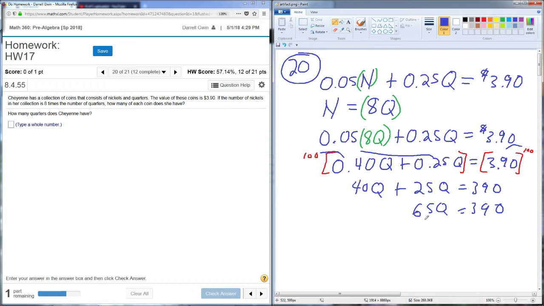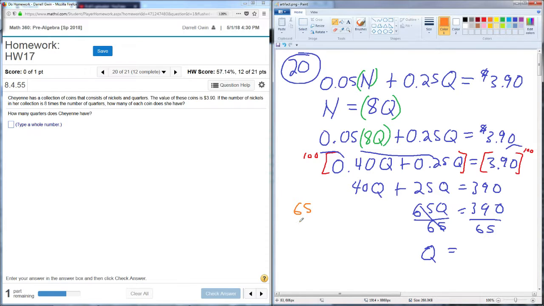Mostly easy, except for this weird divide problem. Divide both sides by 65. Remove the coefficient, and what is 390 divided by 65? It better be a whole number though, because if it's not, we cannot have half of a quarter. So let's do it in orange. It has to be a whole number. Hold on for that. What am I doing? That's not how we do it.